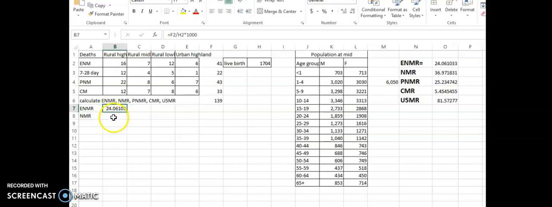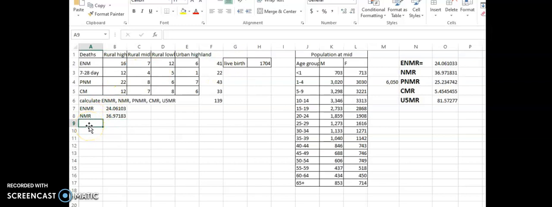To calculate the neonatal mortality rate, we call neonates those that are 0 to 28 days. So it will include the early neonates. So 41 plus 22, which is 63. So 63 divided by the total number of live births multiplied by 1000 will give us 36.97 per 1000, almost 37 per 1000 neonatal mortality rate for the given data.